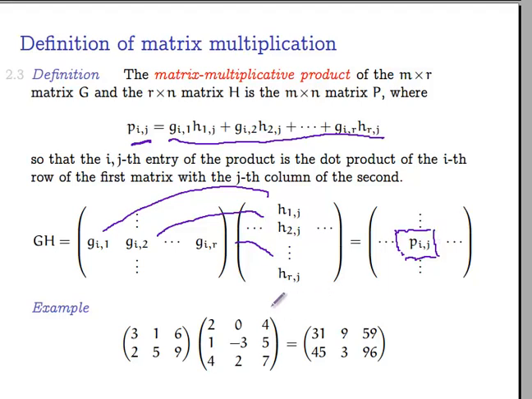Okay, example here. For example, if I want the second row, second column entry, it's 2 times 0 plus 5 times minus 3 gives me minus 15, plus 9 times 2, which is 18. Minus 15 plus 18 equals 3. That gives me the result right here, second row, second column.